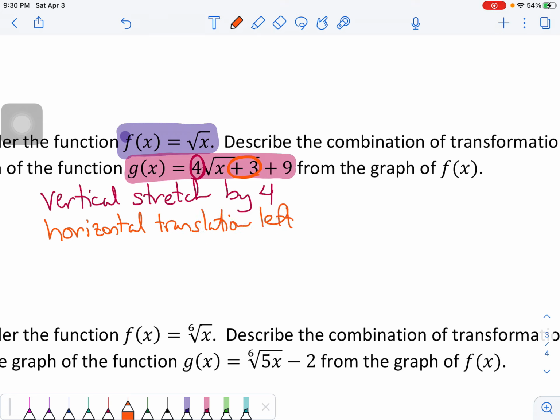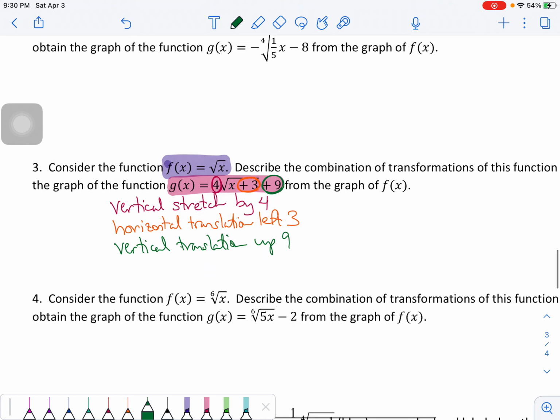And that's to the left 3 units. So inside the transformations with x, where it's inside the radical or inside the root, those are kind of opposite to what you think they would be. So that plus 3 is actually going to shift to the right 3 units. That plus 9 is going to be the straightforward one. That's a vertical translation. Plus 9 is going to go up 9 units. All right, so that's problem number 3 all done.